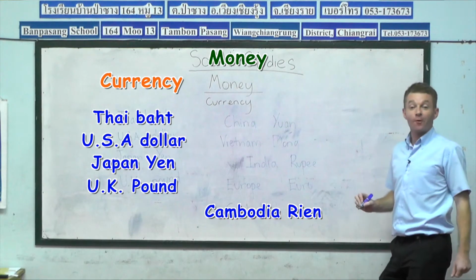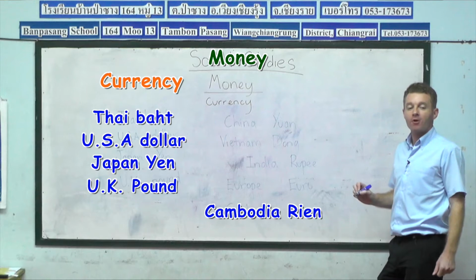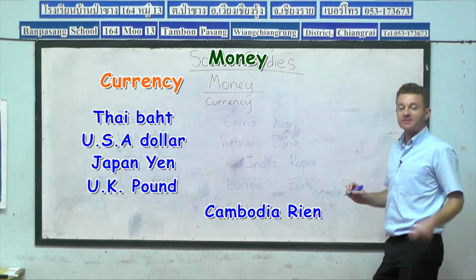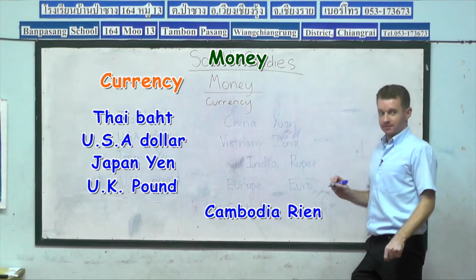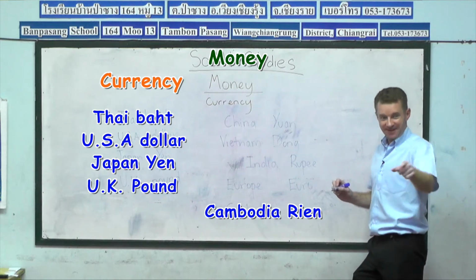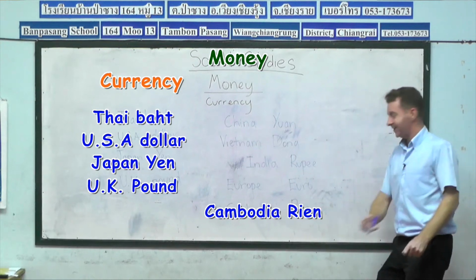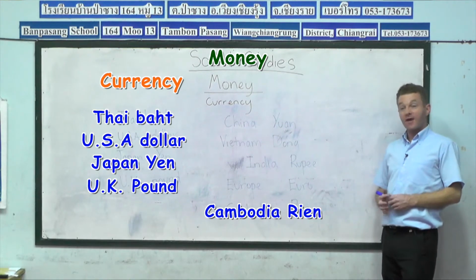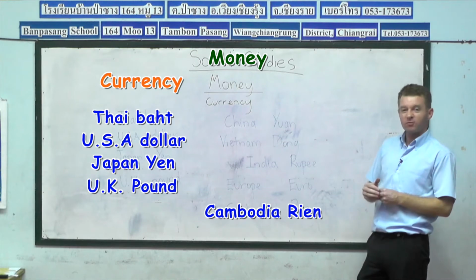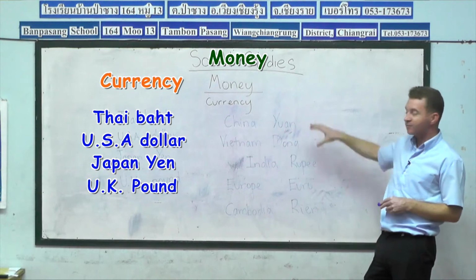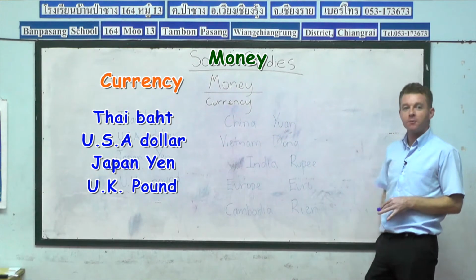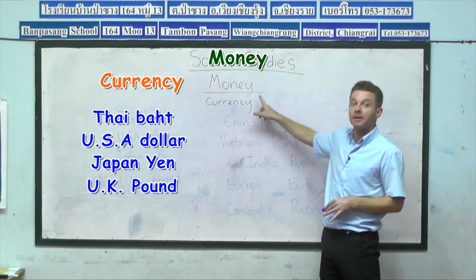And what was the currency in Cambodia beginning with R? It sounds like the Thai word for study. Rian. Yes, it's the Rian. R-I-E-N. So what we've got there is a list of 9 different countries. And can you see how each different country has its own type of money? And that's what we mean by currency.